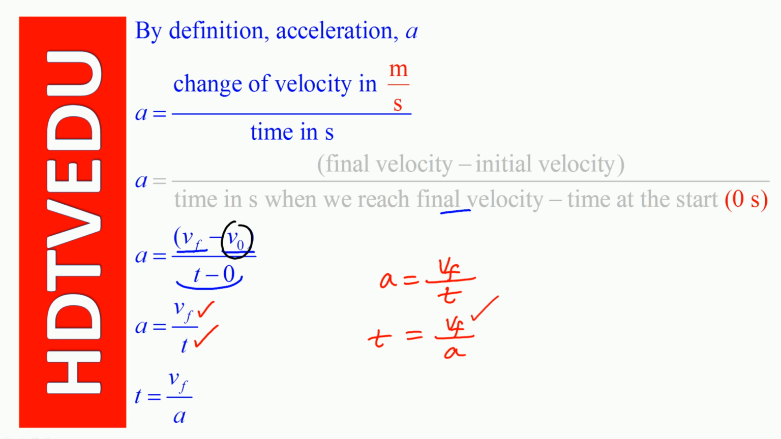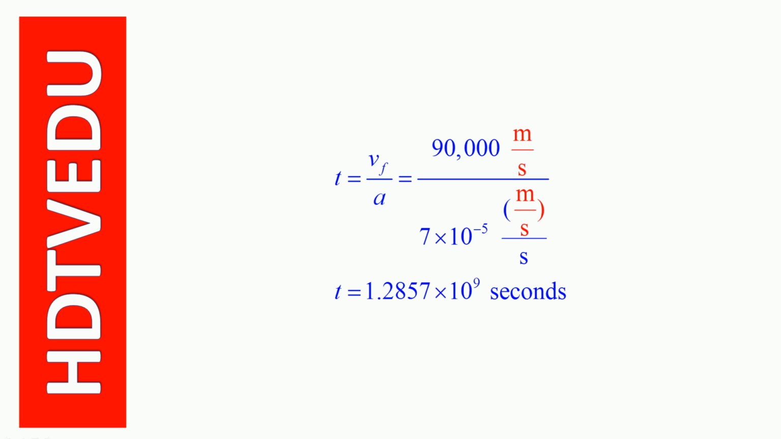We are given the final velocity: 90,000 meters per second. We are given the acceleration, 7 times 10 to the power of negative 5 meters per second squared. Substitute those numbers and you get your time in seconds. Do not forget, the meters per second units cancel out. So what do we get? Our answer in seconds, and so we get this big number, 1.2857 times 10 to the power of 9 seconds. That's a very big number.